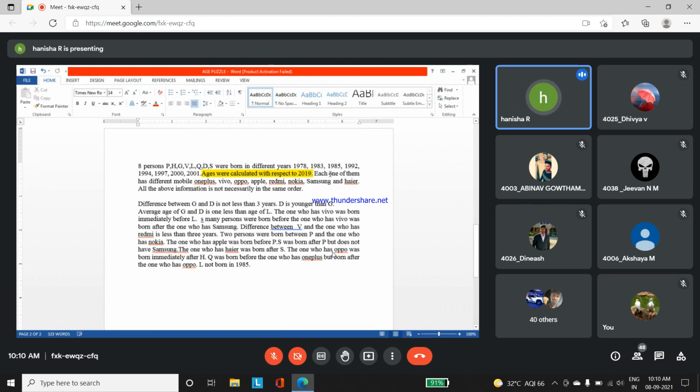They're having different mobile phones. We are going to map the mobile phones with the person with their respective years and age. So that is what we are going to do. So the first three lines speak about the major framework which we need to get, the tabulation. So you have 8 persons. So I'm going to put the table now.